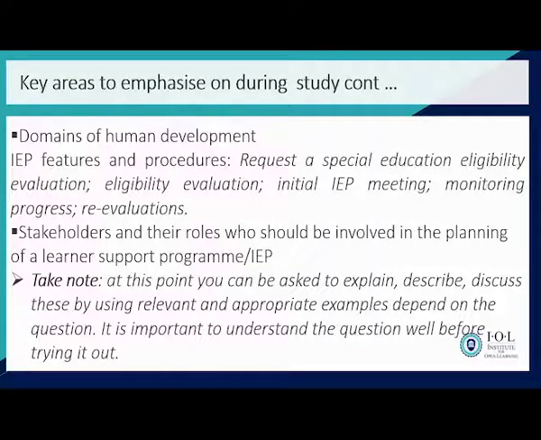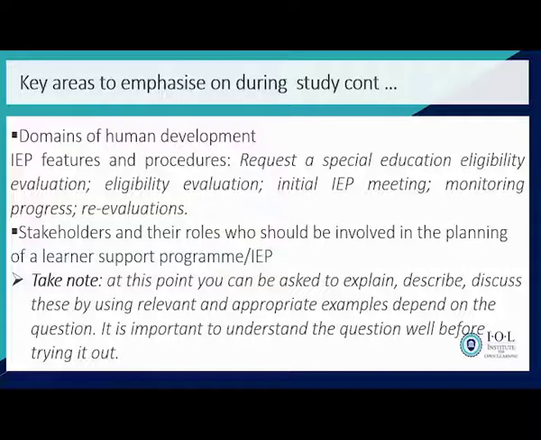You need to request a special education eligibility evaluation. You need to evaluate the child. An eligibility evaluation is done. You initiate a meeting to talk about what your findings were. And after that is done, you need to monitor the progress of this IEP program that you have developed. And after that, you need to re-evaluate what the child is doing with the program being developed.